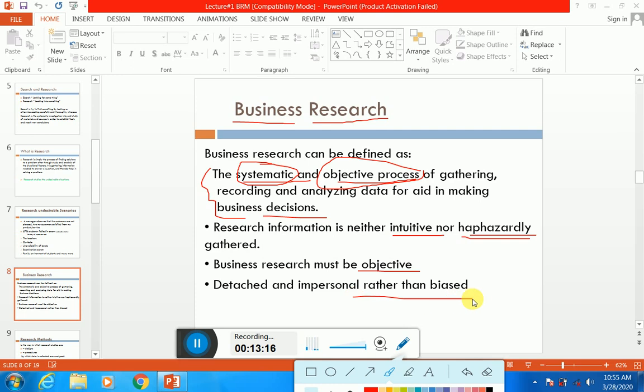Now what does it mean? One is known as unbiased, one is known as biased. Biased means unfair.